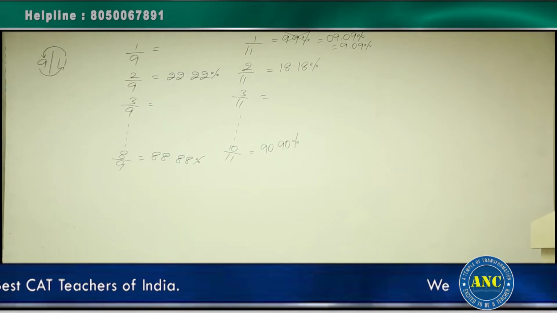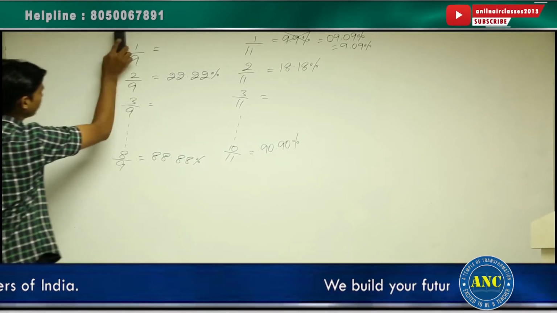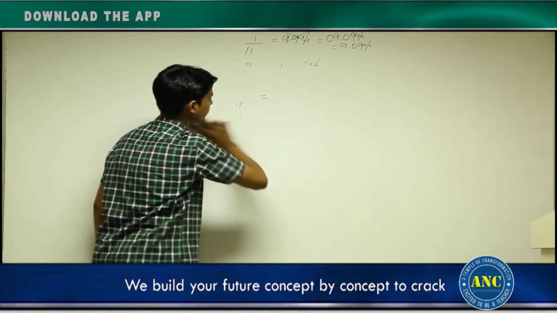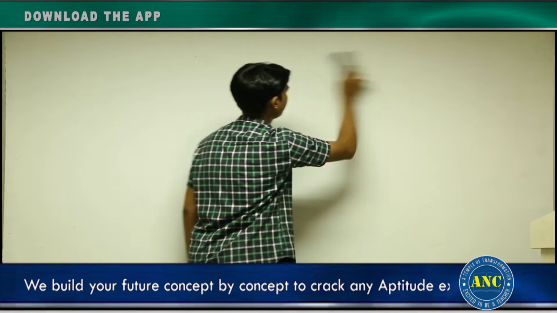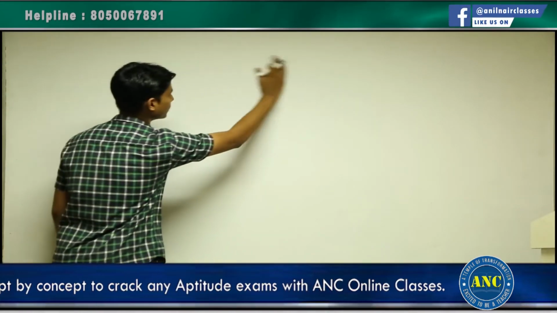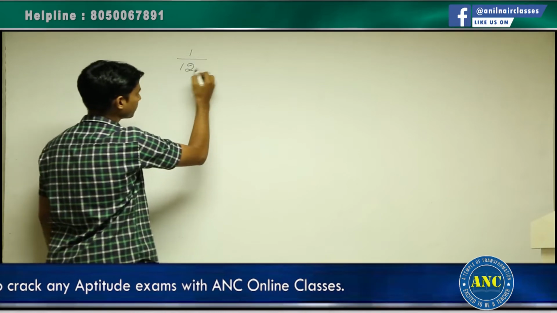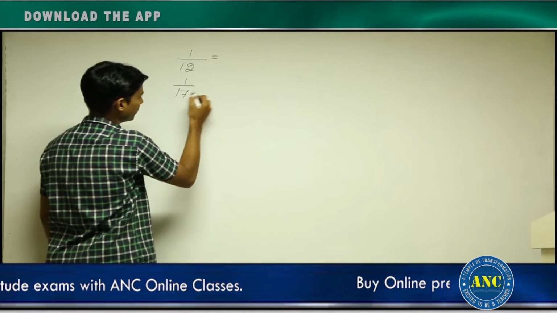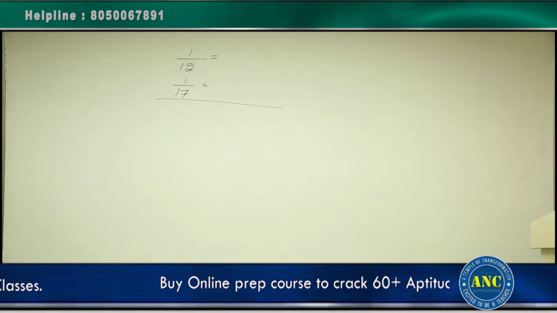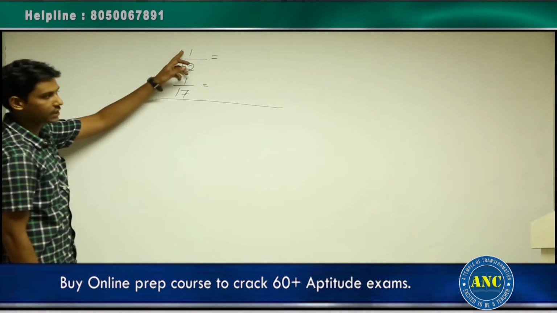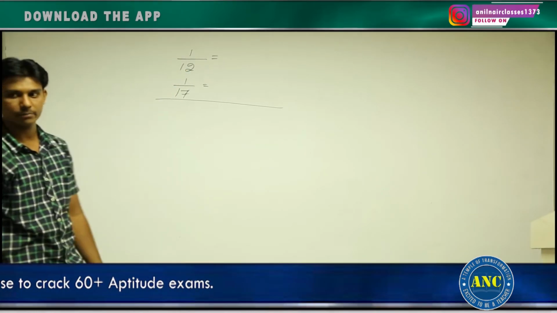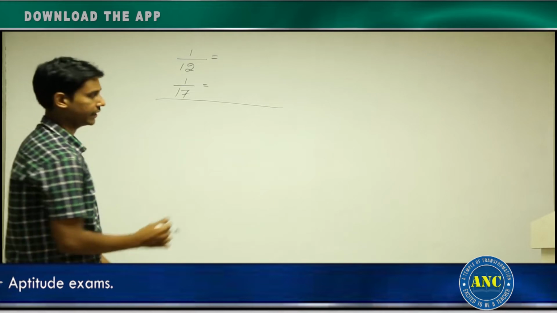Okay? Next. Please see here. Listen to this. 1/11 over. 1/12 and 1/17 both follow the same logic. Take 1/12. Assume it as 100. 100/12. How many times will 12 go into 100? 8 times. 12 8s are 96. It will go 8 times.